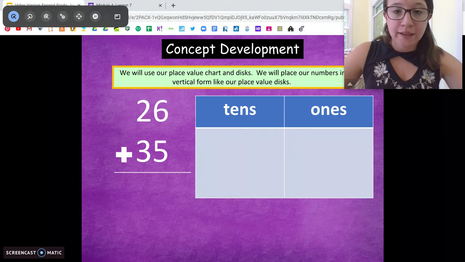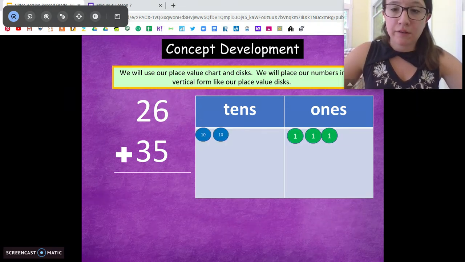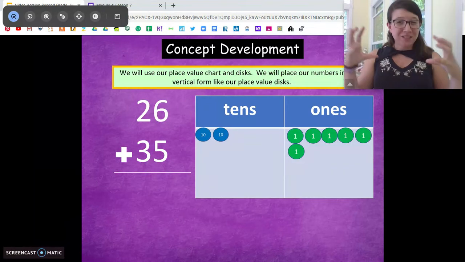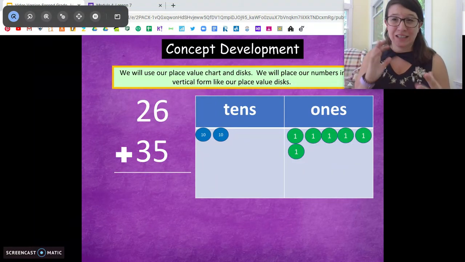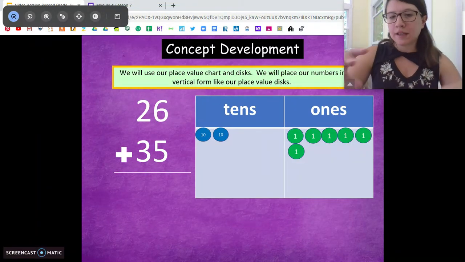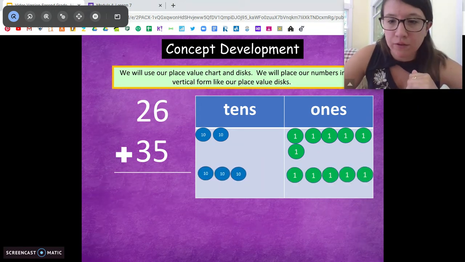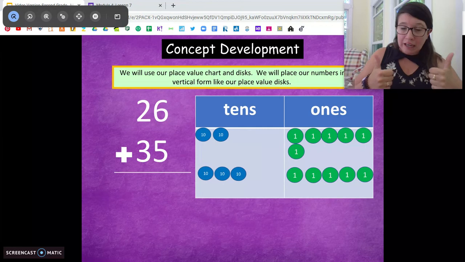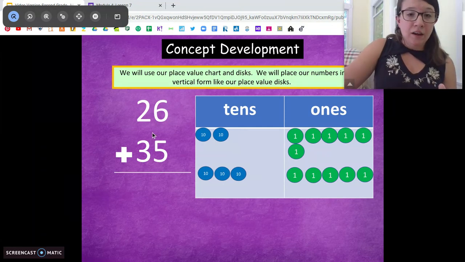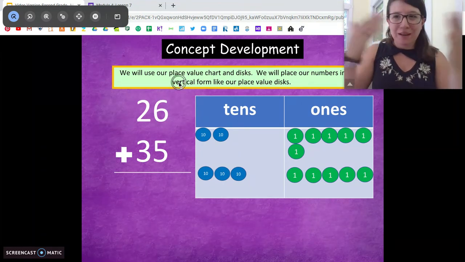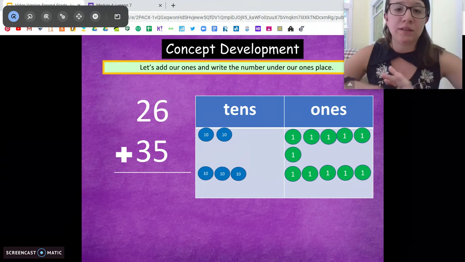So we have 26, 10, 20, 1, 2, 3, 4, 5, 6. Remember, I'm still keeping them in groups of 5 so that it's easier for me to see and understand that that's 6. And then I'm going to do 35 on the bottom. 10, 20, 30, 1, 2, 3, 4, 5. Okay, here we go. We're still adding our 1s and our 10s. We're not going to mix over 1s and 10s. We're just going to add our 1s and 10s.